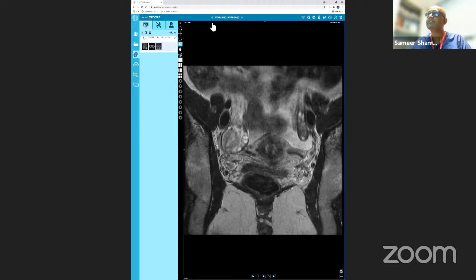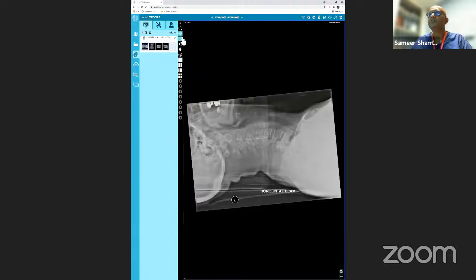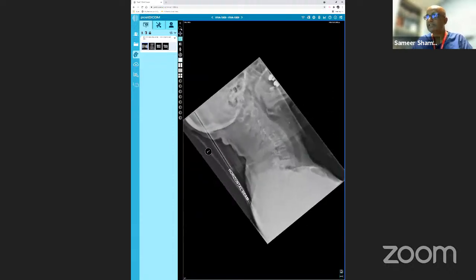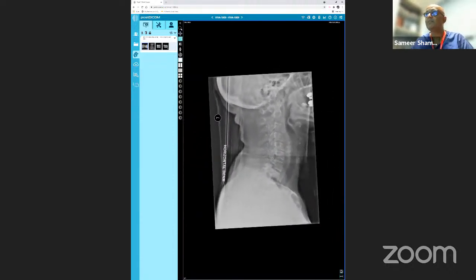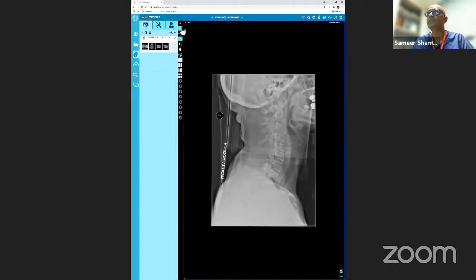And then the previous cervical spine, I was hoping that you would nail this one. You did get to the bottom of it, but you struggled a bit in going through this case.